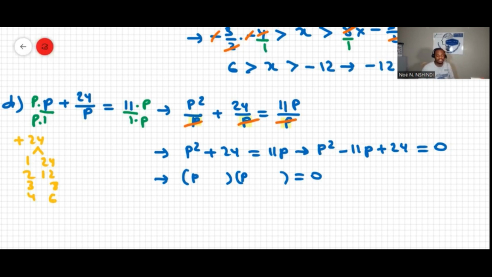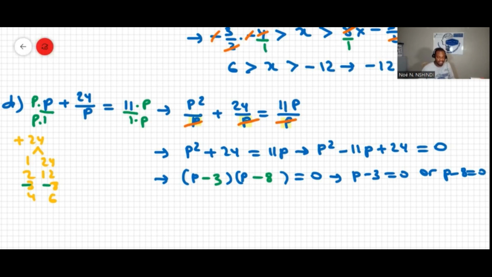Okay, so now I ask myself which couple of the factors of 24 will make a sum equal to -11. Now let's see. It's only possible with 3 and 8. With 3 and 8, we can make 11. So how can it be -11? It's -3 and -8. So I'll make a -3 and -8 there. Then this will make that P minus 3 equals 0 or P minus 8 equals 0.